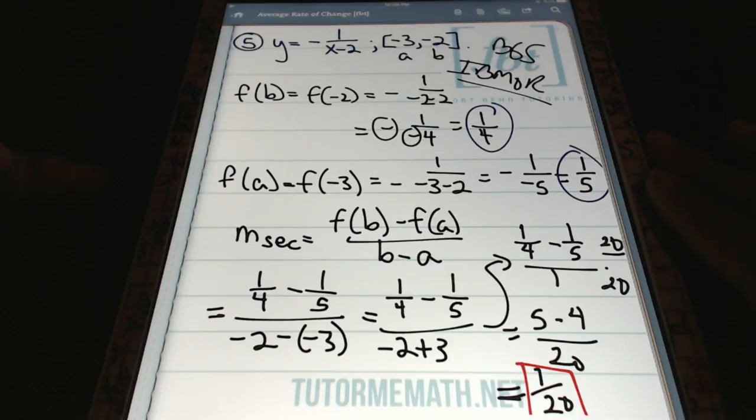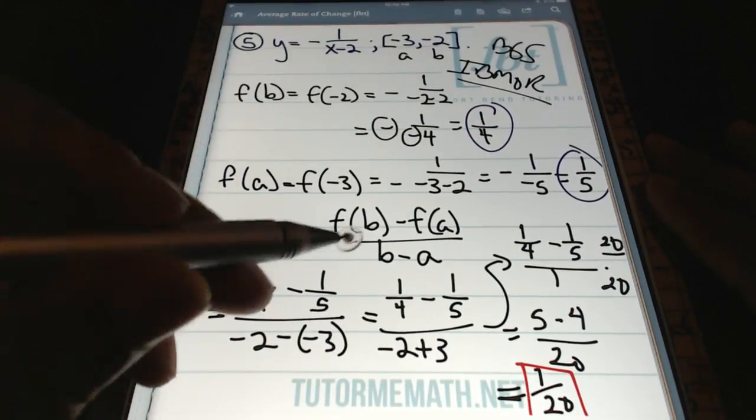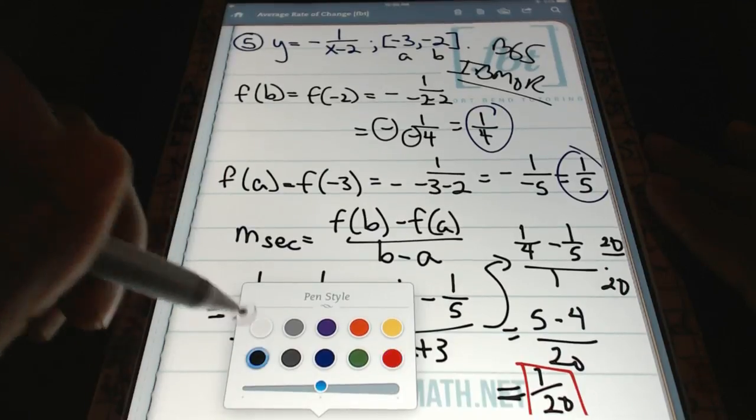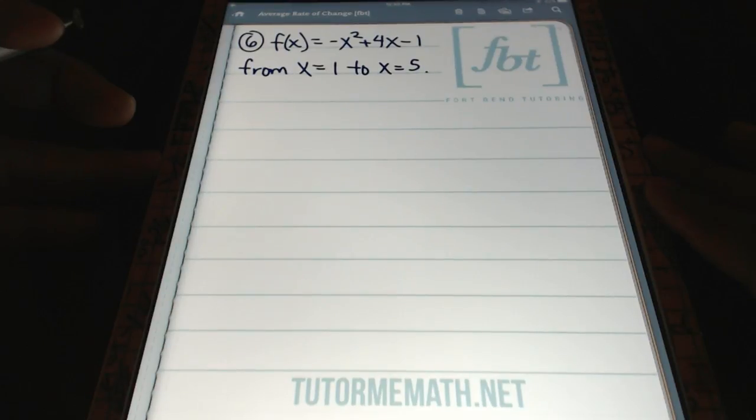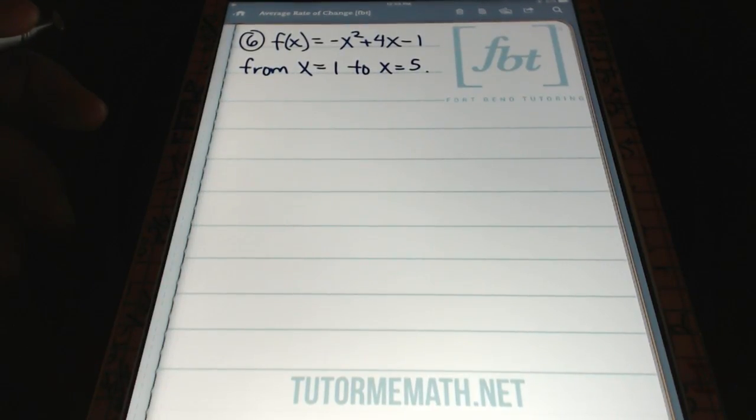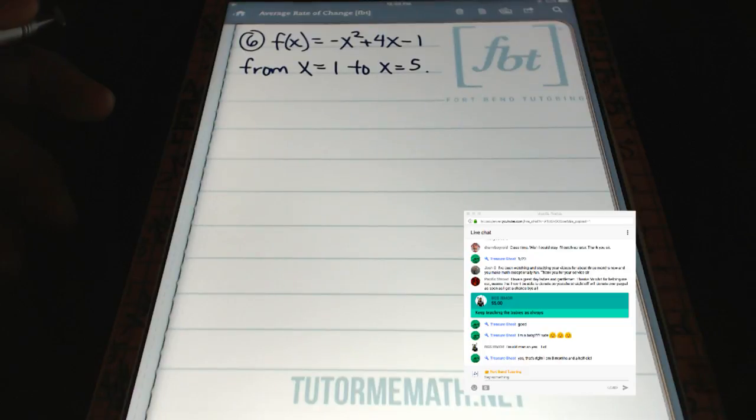BGS says, I'm an old man, so yes, you are a baby. Treasure Ghost says, yes, that's right, I am 8 months and a half old. You guys are tickling me today. I really appreciate it. Clearly the chat is off the chain today. We're having fun with the average rate of change. This is Fort Ben Tutoring and Mr. Witt giving it to you live and direct with Treasure Ghost and BGS Idmore as my sidekicks. And they're just having a blast in the super chat.